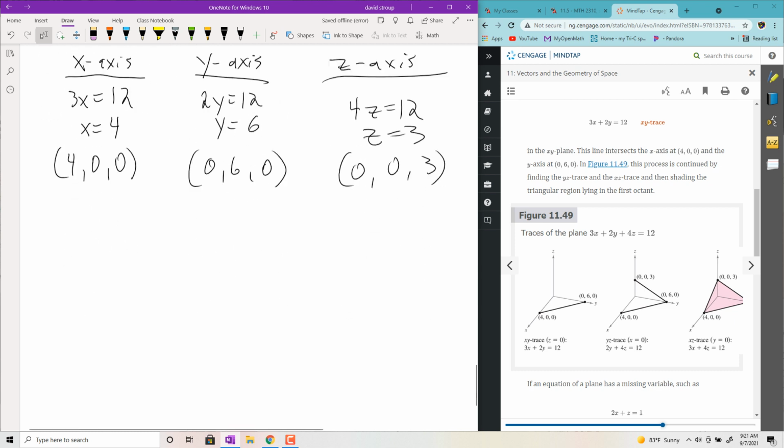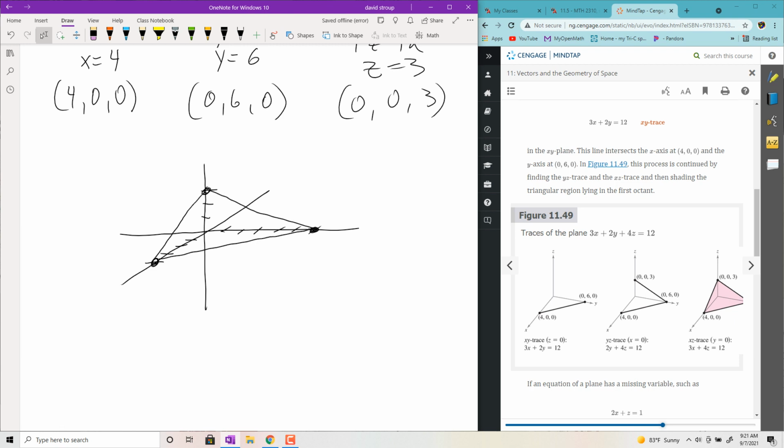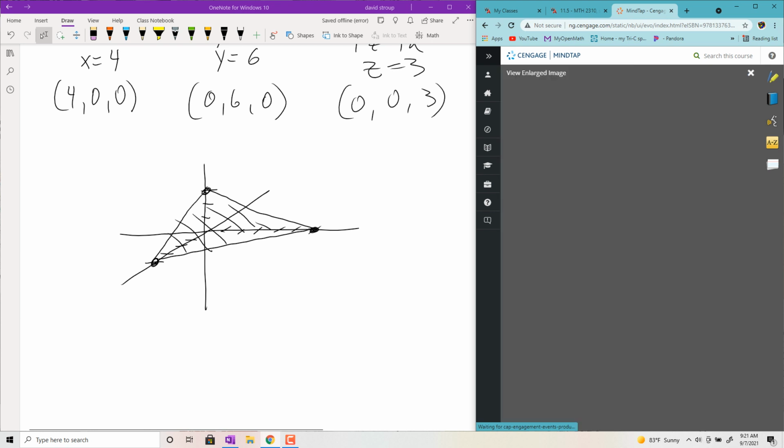Okay, and then you could go to your xyz plane and just plot those points and connect the dots, and you have a little picture. Okay, so 4, 0, 0, then 0, 6, 0, and then 0, 0, 3, and connect the dots. And that's basically a triangular section of the plane in space, okay, that you see over here in their picture.